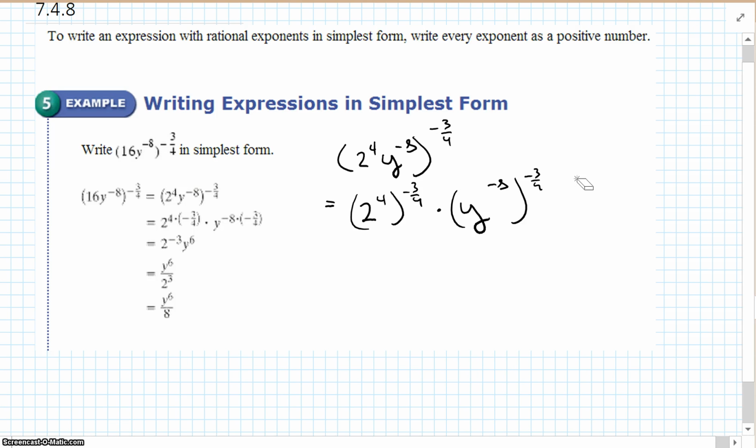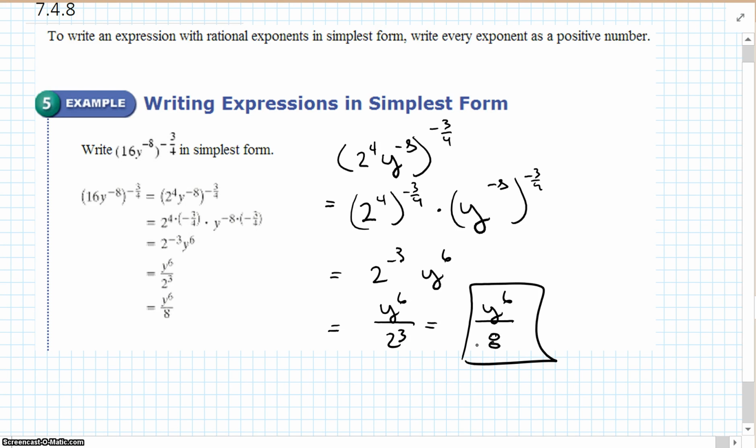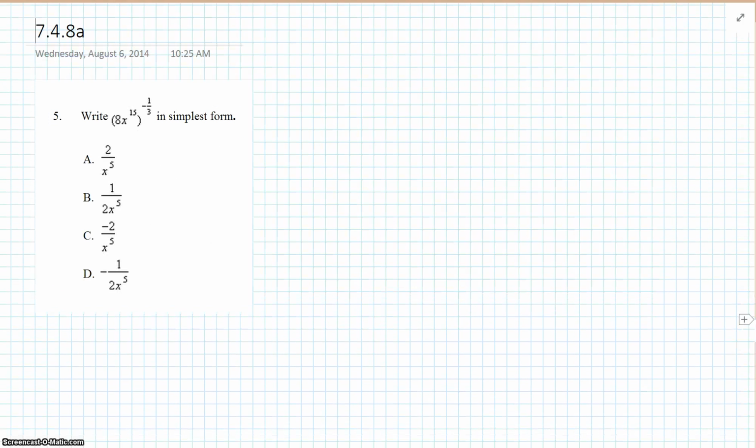Okay? So this is going to simplify to 2 to the negative 3 times y to the 6th. So 2 to the negative 3 would be y to the 6th over 2 cubed, which is the same thing as y to the 6th over 8. So you notice our negative signs still work. Okay, a couple of examples. Write 8x to the 15th, simplify to the negative 1/3 power.